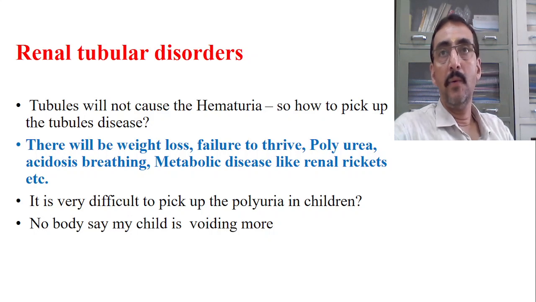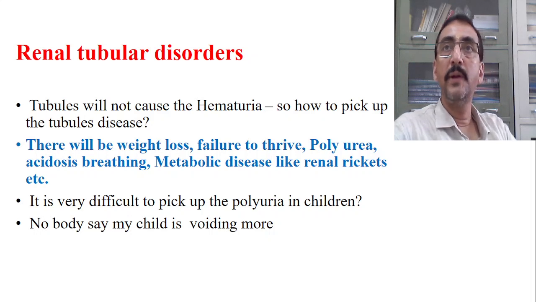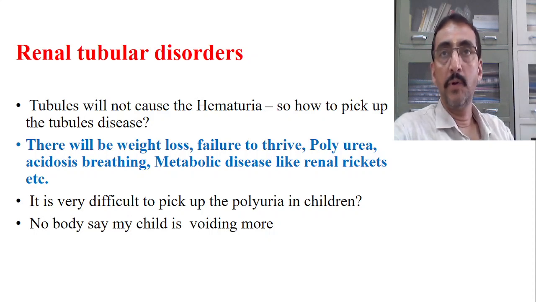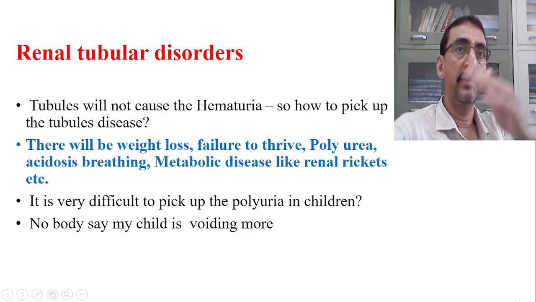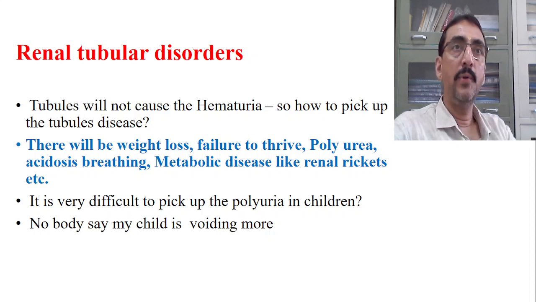Today we will have another part, that is, hematuria and especially renal tubular disorders. Now, in the nephrons we have renal tubules: proximal convoluted tubules, then Henle's loop, ascending and descending loops, collecting ducts, etc. So when you have a problem in the renal tubules, how do you identify it?